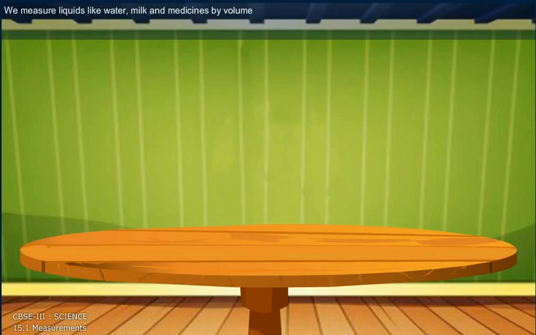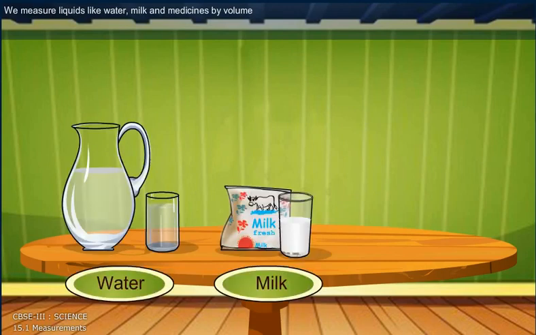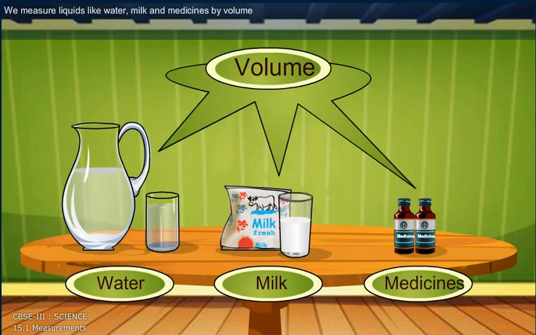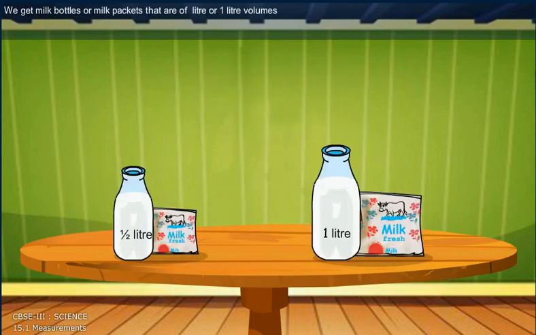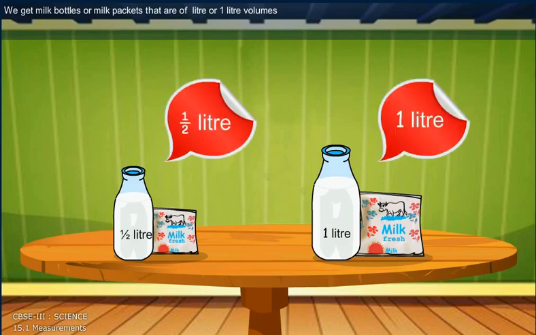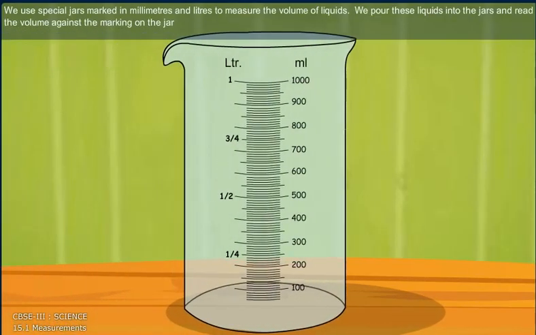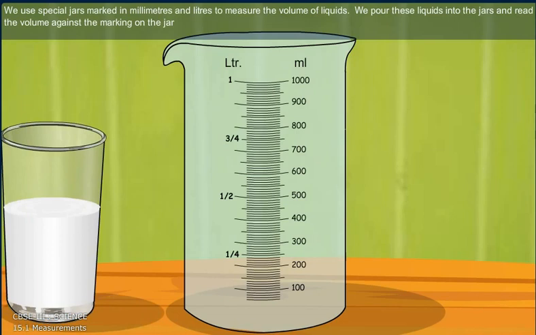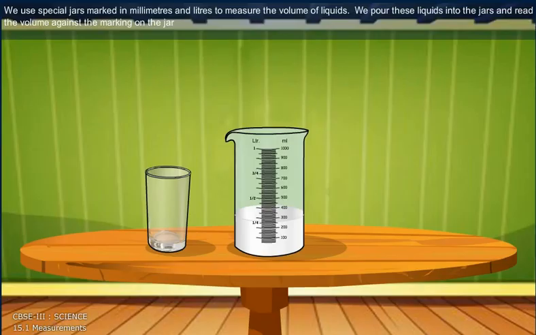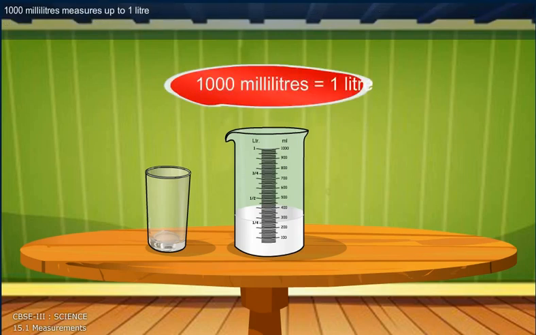We measure liquids like water, milk, and medicines by volume. We get milk bottles or milk packets that are of half-liter or 1-liter volumes. We use special jars marked in milliliters and liters to measure the volume of liquids. We pour these liquids into the jars and read the volume against the marking on the jar. 1000 milliliters measures up to 1 liter.